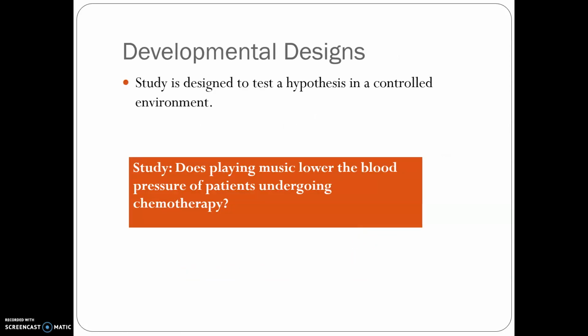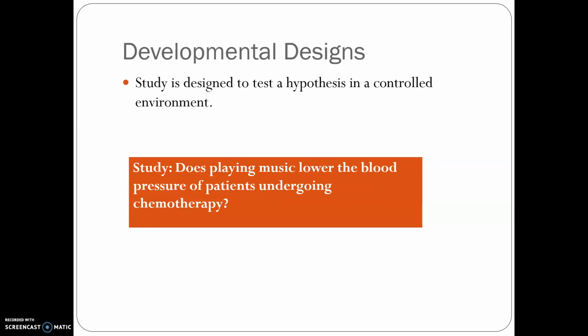Next, we're going to review developmental designs. Developmental design, we're talking about how the study is designed to test a hypothesis in a controlled environment. For example, if we were to look into, does playing music lower the blood pressure of patients undergoing chemotherapy? We would have to have a controlled environment to make sure that if the music were to lower the blood pressure, it couldn't be attributed to anything else such as medication or diets or other stress factors.